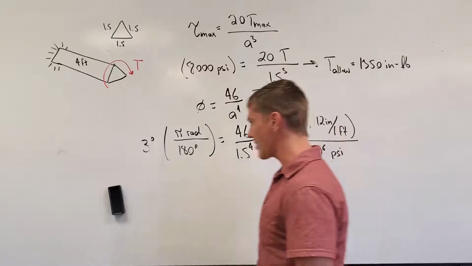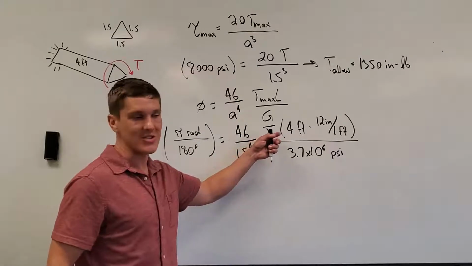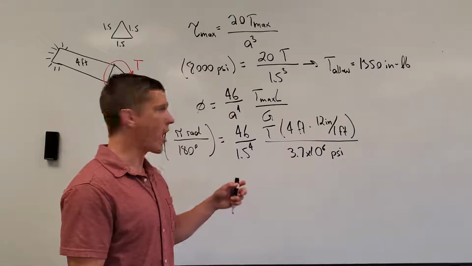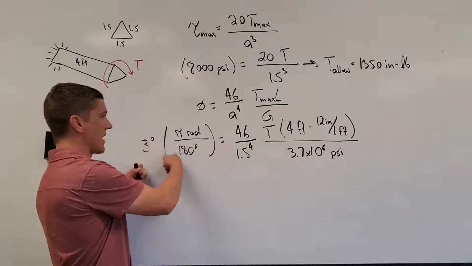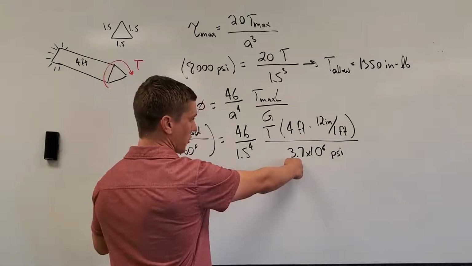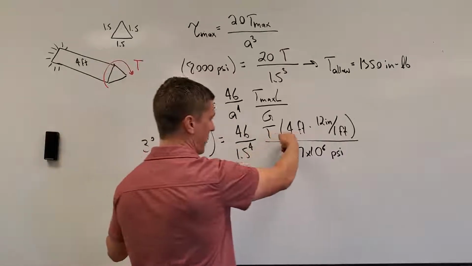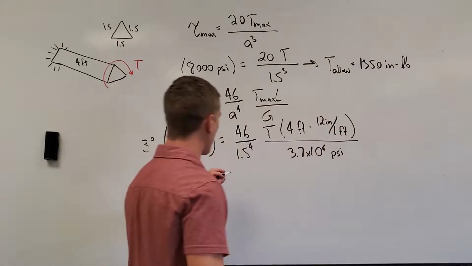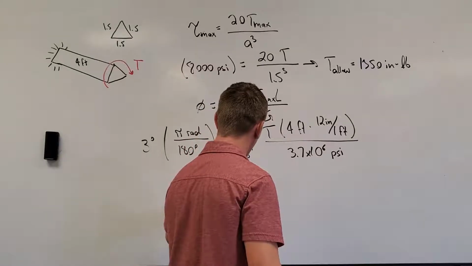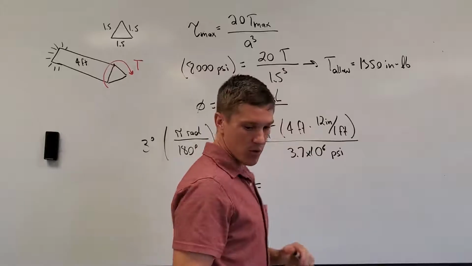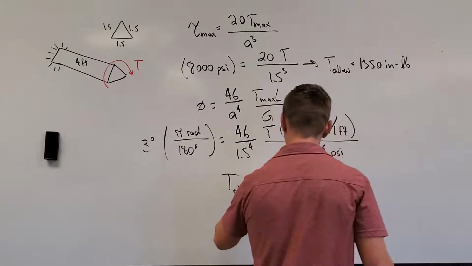So now we have everything in this equation that we need except for our maximum torque T. This just becomes a simple algebra problem. These are all just numbers: I multiply 3 times pi divided by 180 times 3.7 times 10 to the 6 times 1.5 to the 4, divided by 46, divided by 4, divided by 12. And I can solve for my maximum allowable torque. I get that my maximum allowable torque for 3 degrees of rotation is in fact 444.19 inch-pounds.